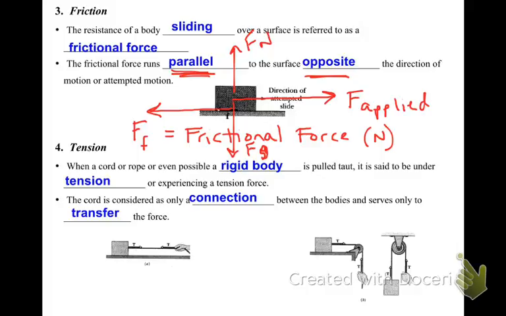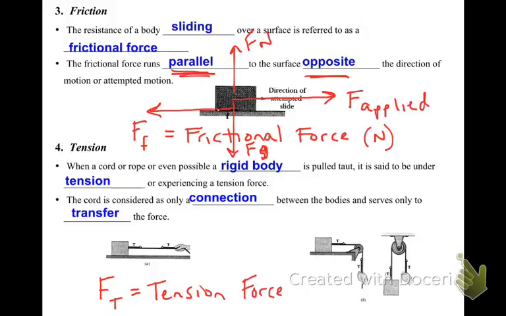There we go. Our fourth type of force that we're going to be talking about is tension. We really don't talk much more about tension. We talk a lot more about our normal force and our frictional force and, of course, our weight force in later units. But our force of tension, this is pretty much all we really cover. But what is tension? When a cord or a rope or even a rigid body is pulled taut, so pulled tight, it's said to be under tension or experiencing a tension force. Now, our force of tension is depicted, yes, you probably guessed it, F sub T. So this is our tension force.